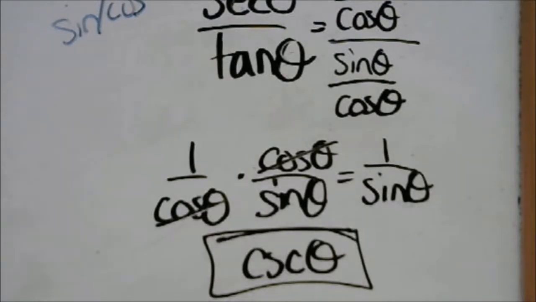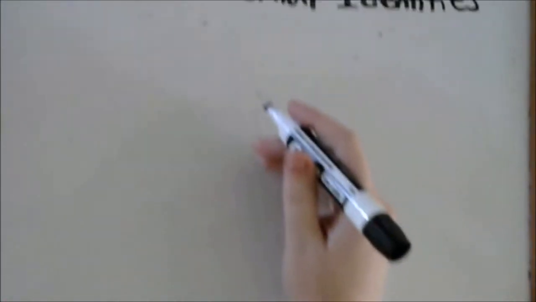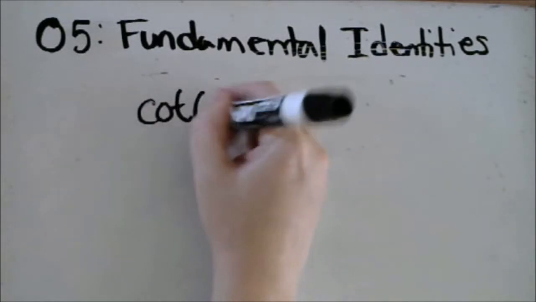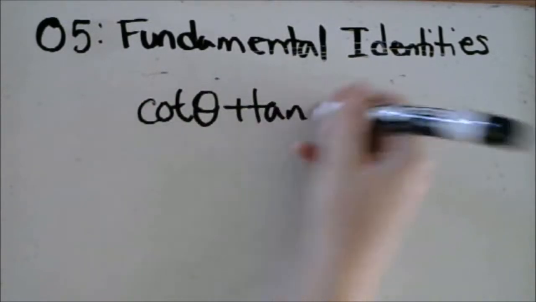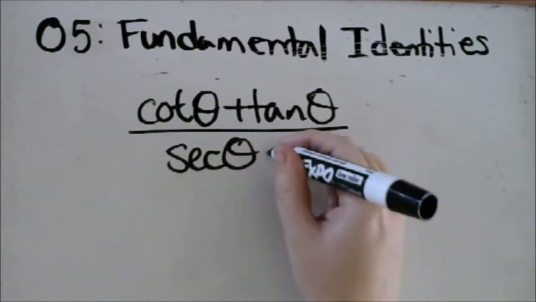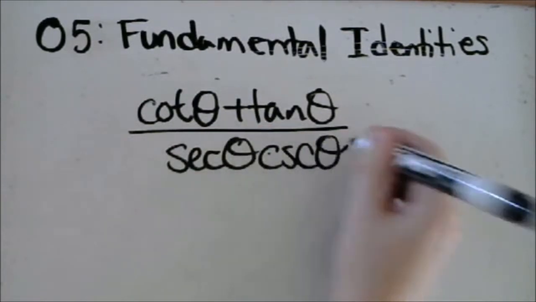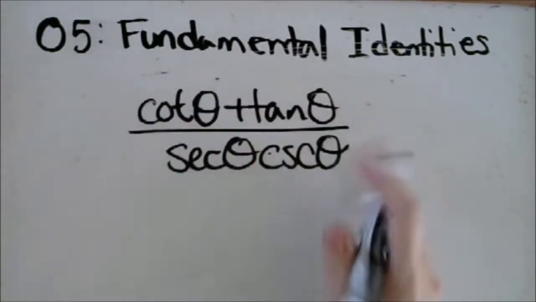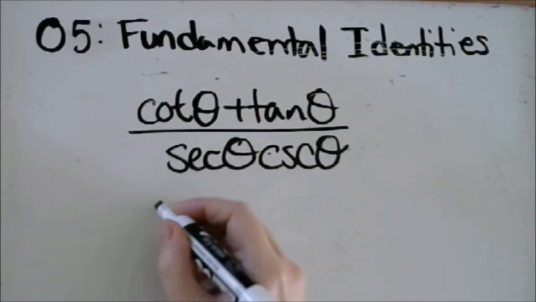For our last example in this video, we're going to take a look at a slightly more complicated fraction. The last example we're going to look at in this segment is cotangent theta plus tan theta over secant theta times cosecant theta. Starting with our first strategy, we're going to revert everything in this expression to sine and cosine.